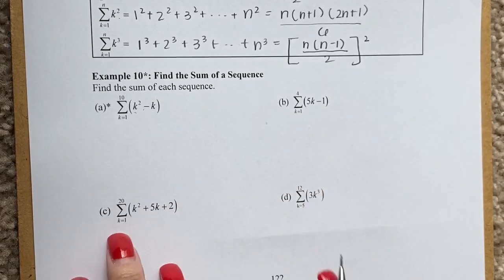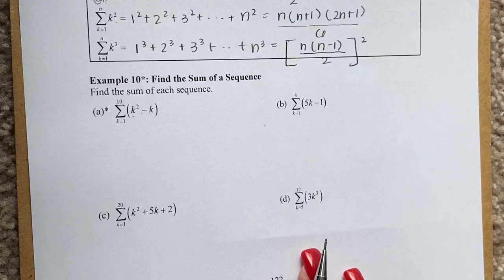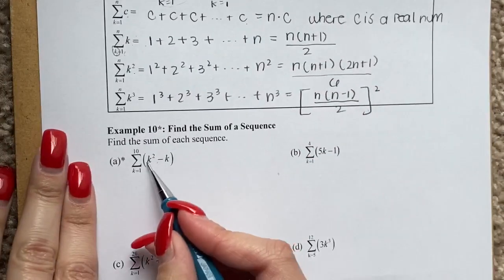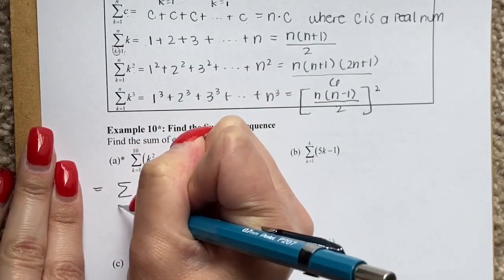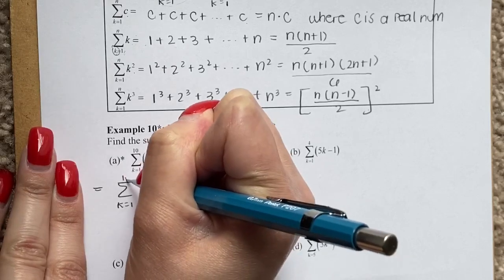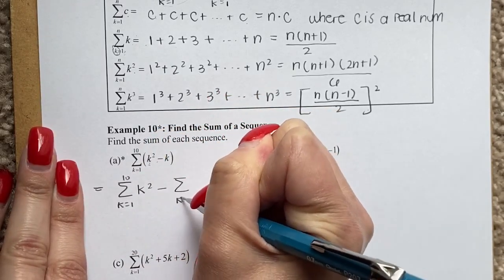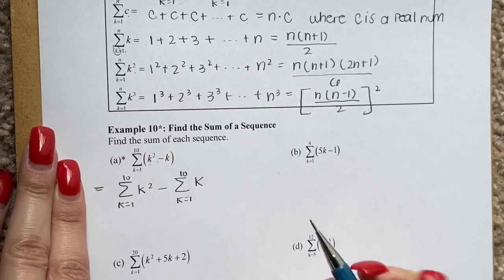Okay, and you have the situation, and you're going to tell me, using the properties of the summations that we have over here. I know that this is a subtraction, so I know that this is the same as the summation from k equals 1 to 10 of k squared minus the summation from k equals 1 to 10 of k. Do you agree with that? This is equal to this.